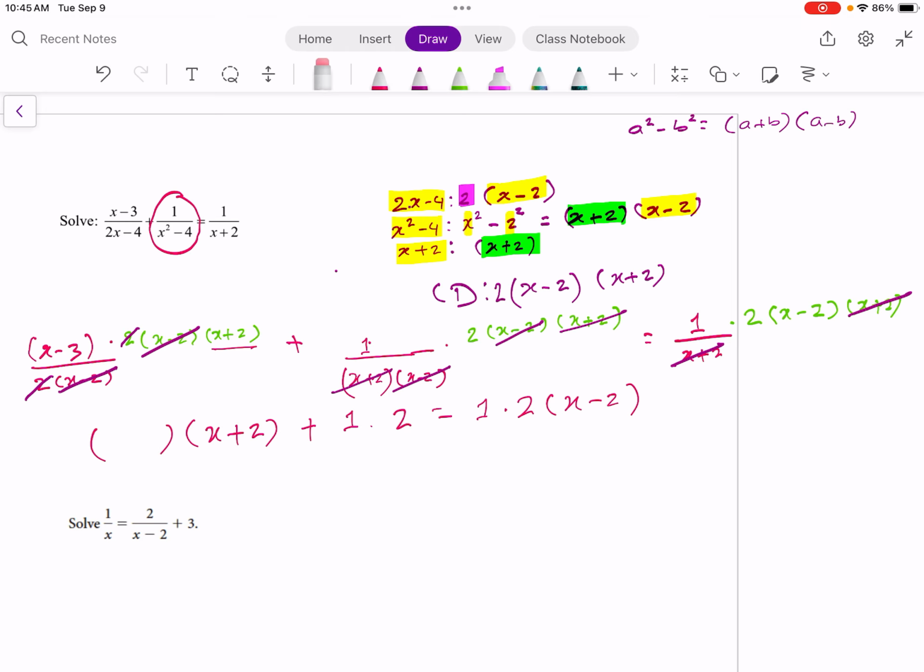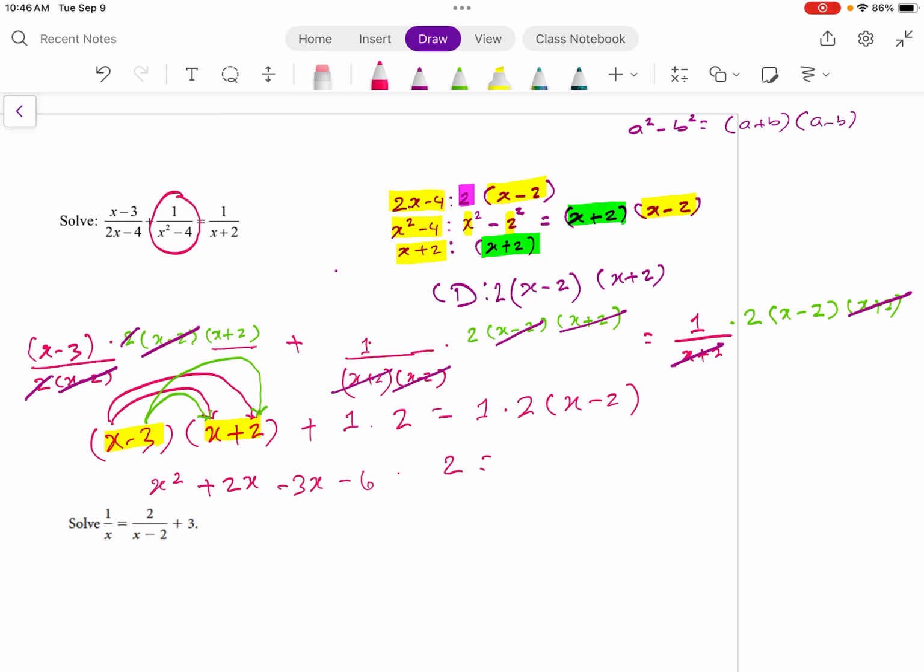Now here we have a binomial. This is x minus 3. So here we have a binomial times binomial. This is a binomial, 2 terms, and this is a binomial. And what are we doing? We are multiplying, right? Now let's use FOIL. So x times x, that is x square. Outside term, x times positive 2, that is positive 2x. Inside term, negative 3 times positive x, negative 3x. Last terms, negative 3 times positive 2, negative 6, plus 1 times 2 is 2 equals 2.